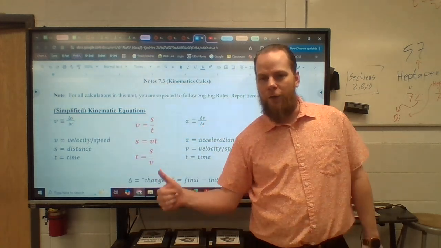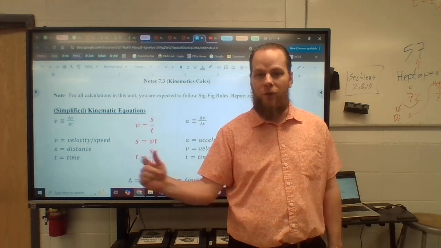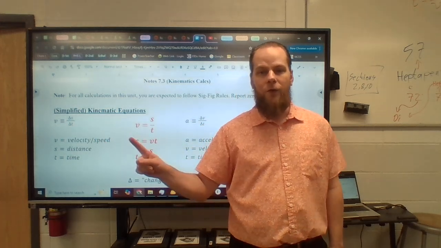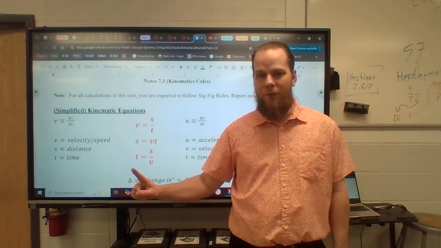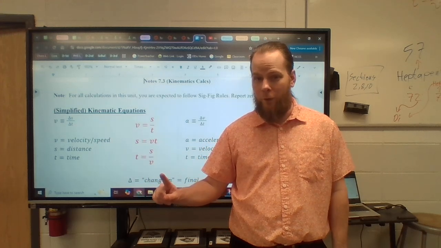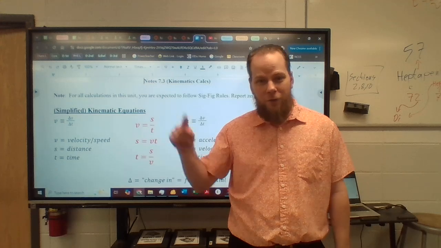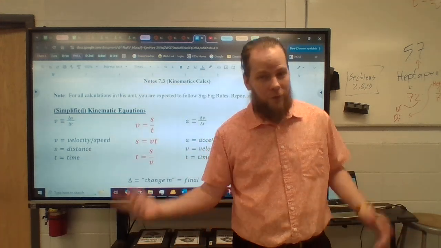These are the three equations we'll actually be using. V is equal to S over T, S is equal to V times T, or T is equal to S over V. These are the same equation. I'm just giving you the three different versions this time.